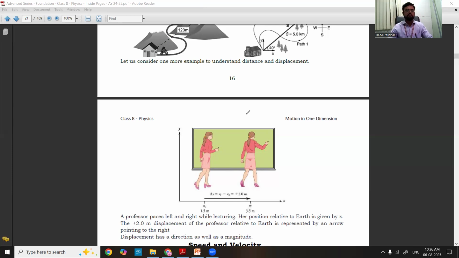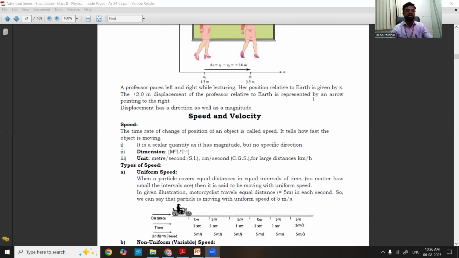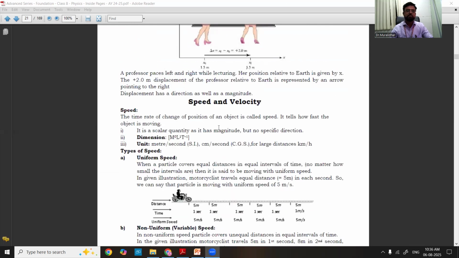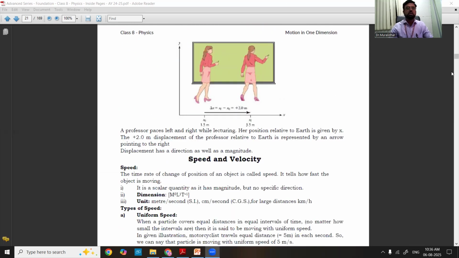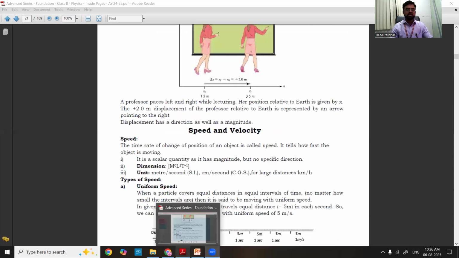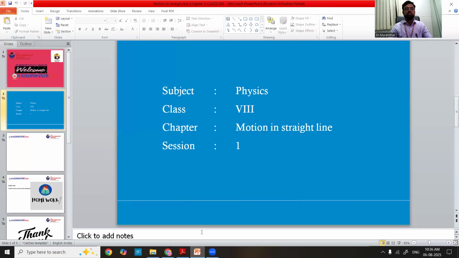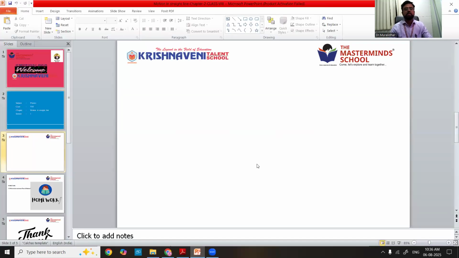Distance, displacement. Okay. So after that, we'll come across many more like speed, velocity, I told, acceleration, deceleration. So various types of velocities we will come across. That we'll discuss in the next class. So in the next class, we'll discuss all these things, the remaining part of the chapter. Okay.